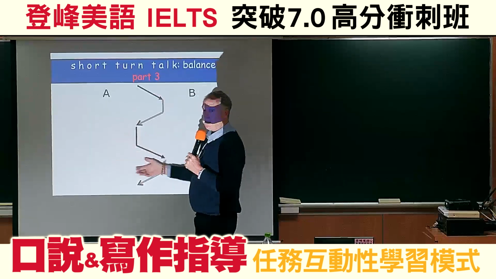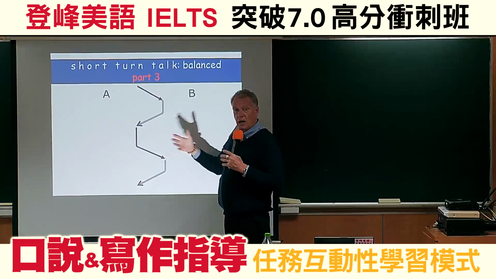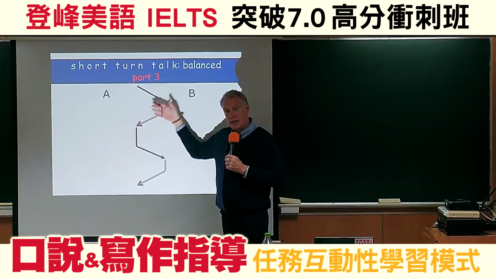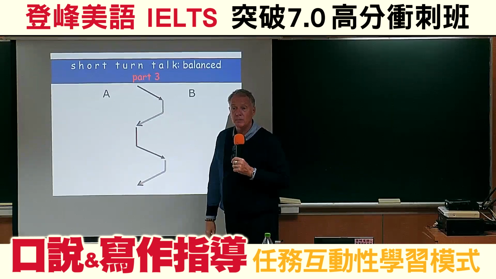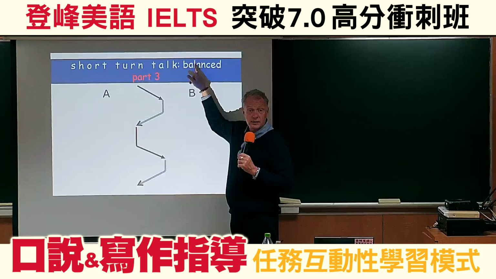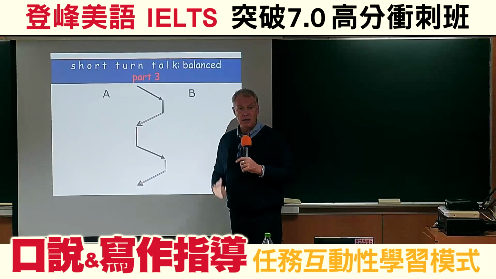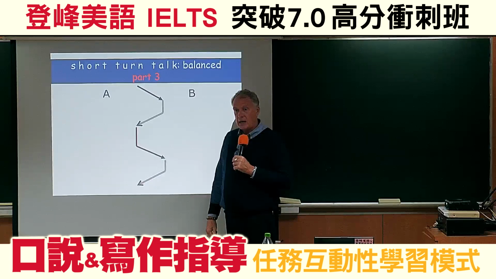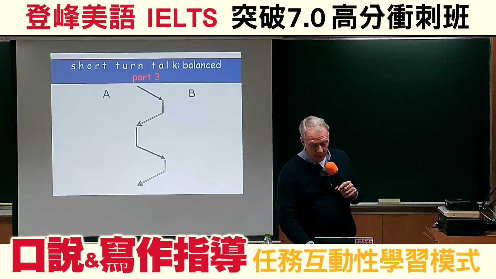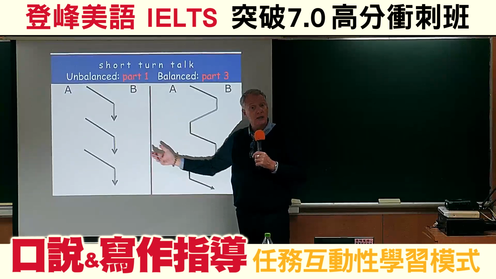And you can see here in this conversation, this is very different. Because here, A and B are sharing the conversation. A is not the leader and B is not the leader. So this kind of interaction we call short-term talk balanced. It is balanced because A and B have the same number of questions and they are both sharing the conversation. We can put the two conversations side by side like this and you can clearly see the difference.